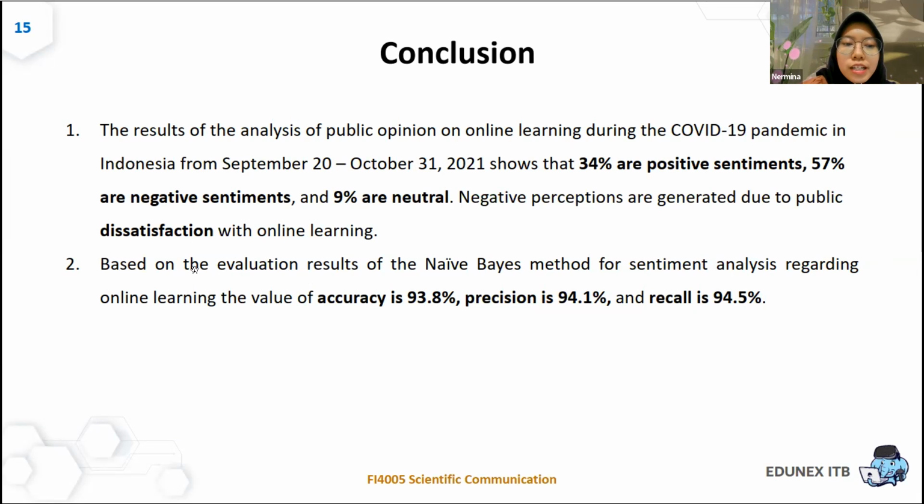And the second conclusion is, based on the evaluation result of the naive Bayes method for sentiment analysis regarding online learning, the value of accuracy is 93.8%, precision is 94.1%, and recall is 94.5%. It can be seen that each value of accuracy, precision, and recall is above 90%, which means the naive Bayes algorithm can make the decision-making process easier and on target.